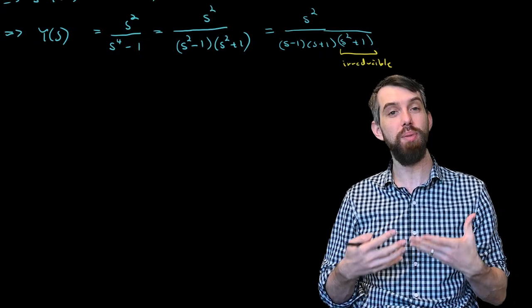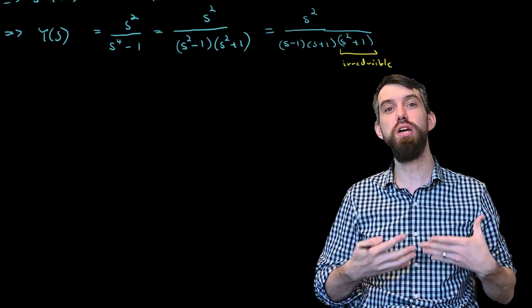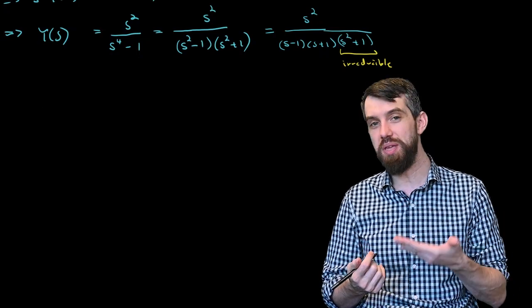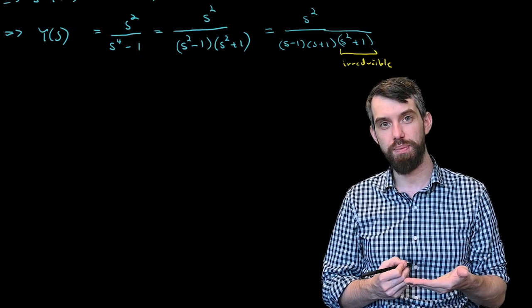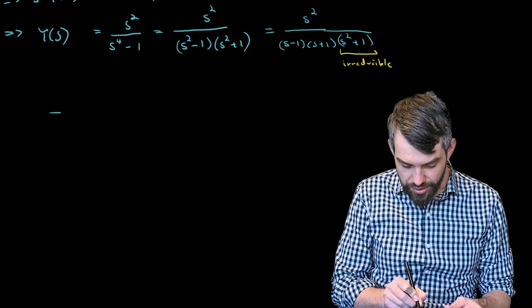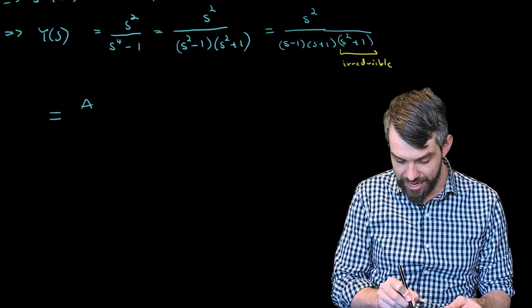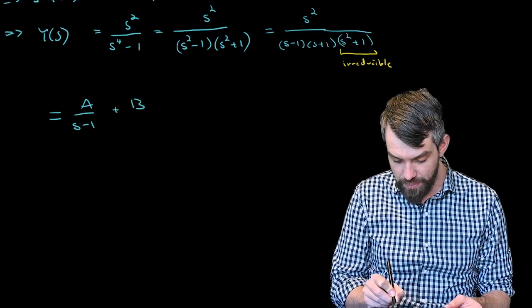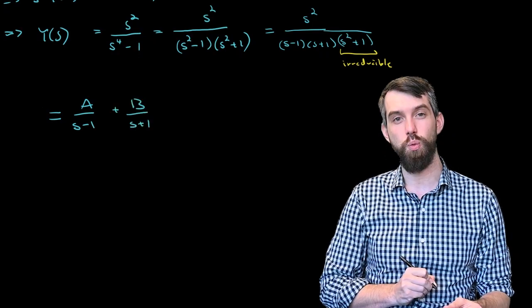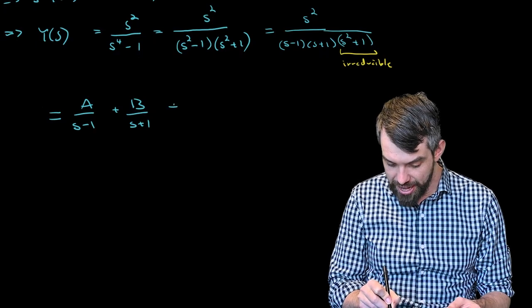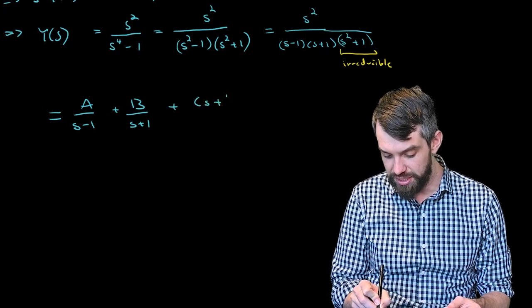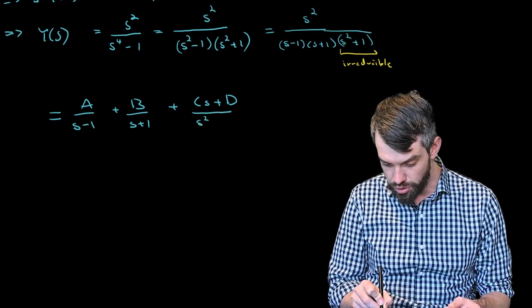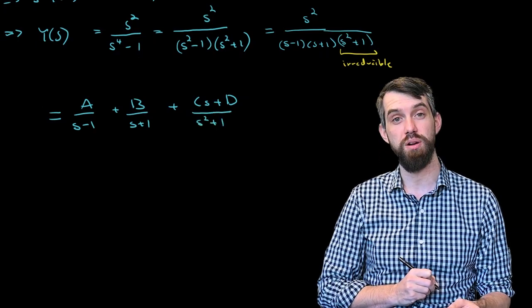So what I'm going to do is apply the method of partial fractions, and I'm going to convert this expression into a new format, which hopefully I will be able to compute the inverse Laplace transform of. So my standard guess is going to be to write it as A over s minus 1, the first linear term, plus B divided by s plus 1, the second linear term, and then plus Cs plus D, as in a generic linear term, divided by that irreducible quadratic, s squared plus 1.